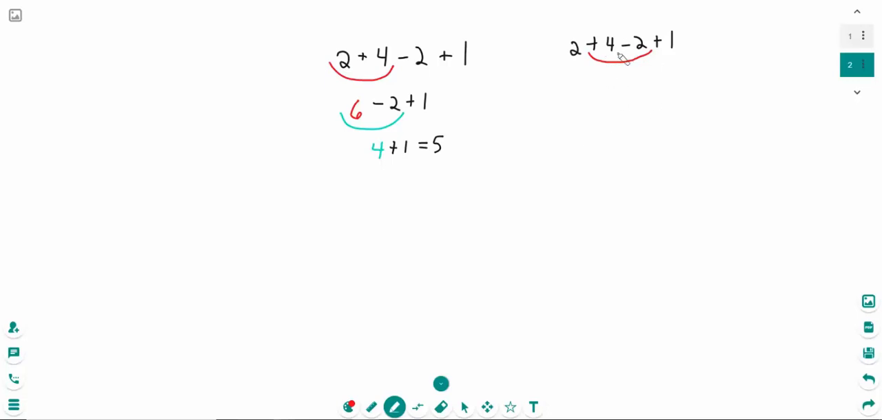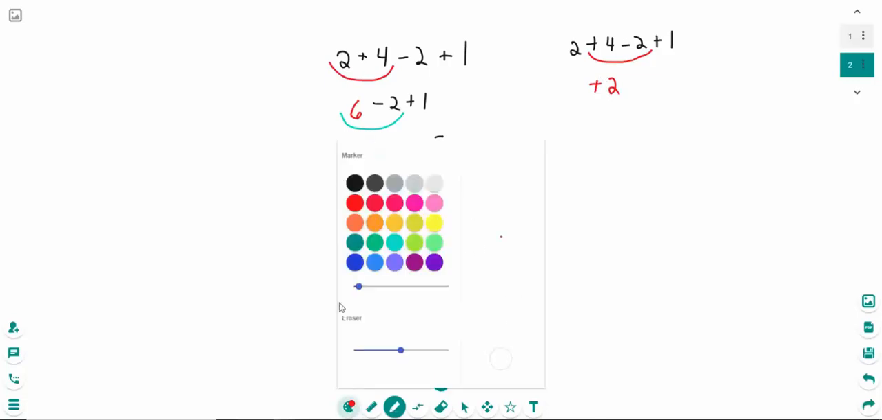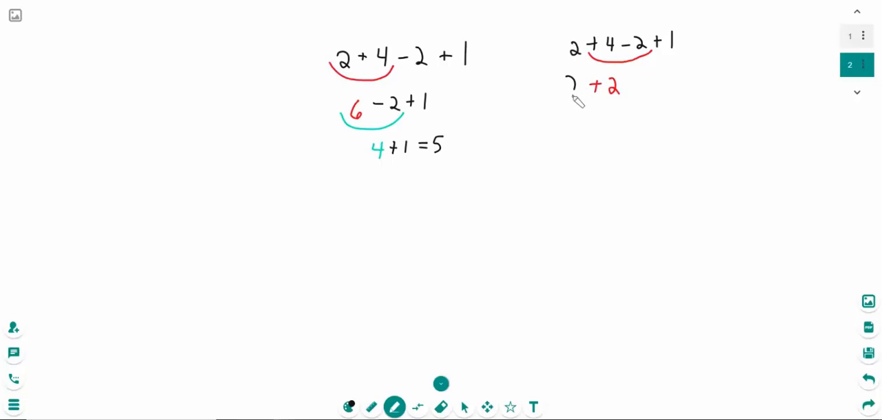And if we add a positive 4 and a negative 2, we end up with a positive 2, right? Okay, now we still have left over from the rest of the problem this positive 2 over here and this positive 1 over here, right? Now we can add those together. And we have 2 plus 2 is 4 plus 1 is 5.